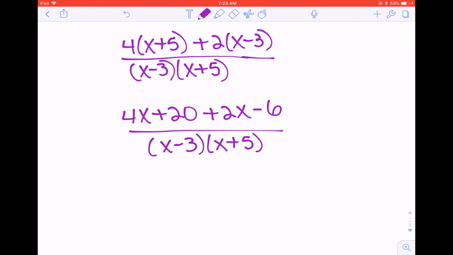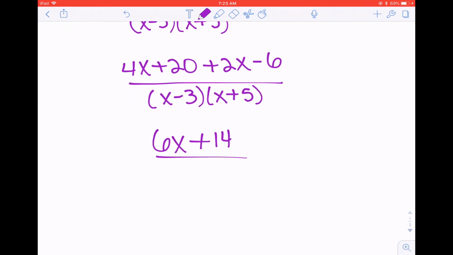And then we can go ahead and combine our like terms. So we have 4x plus 2x is 6x, and then 20 minus 6 is 14, over x minus 3 times x plus 5. And that would be our answer.